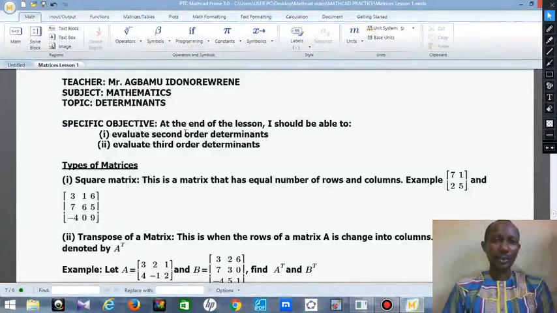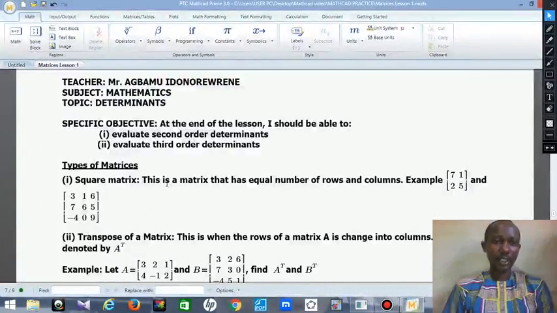Before you can understand what a determinant is, you need to know these two types of matrices: square matrix and transpose of a matrix. These are two important types of matrices that will help you to understand the determinant of a matrix. We have so many types of matrices, but for this class I want to focus on these two. So take note of that.